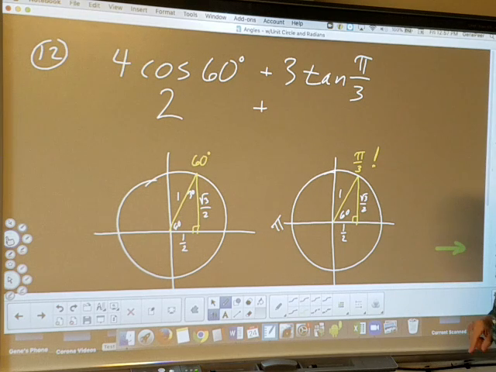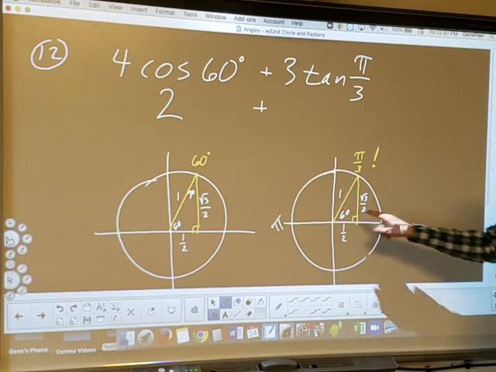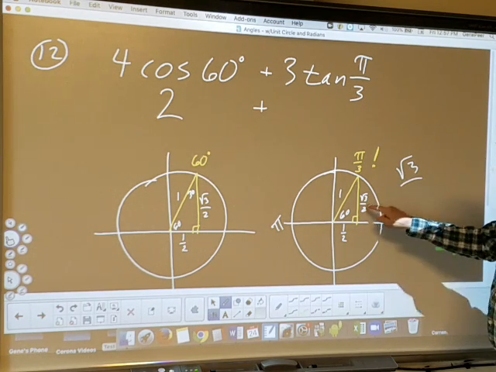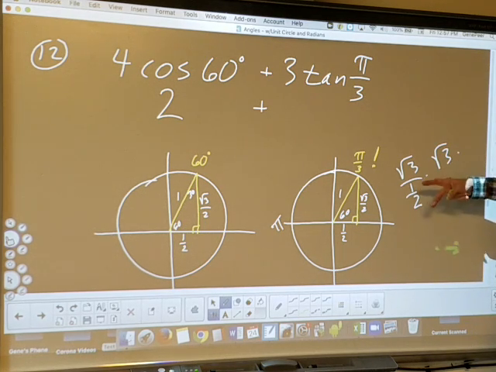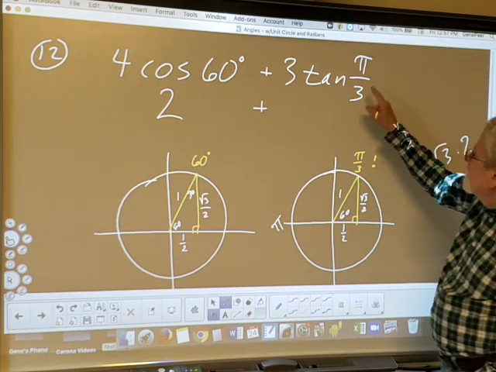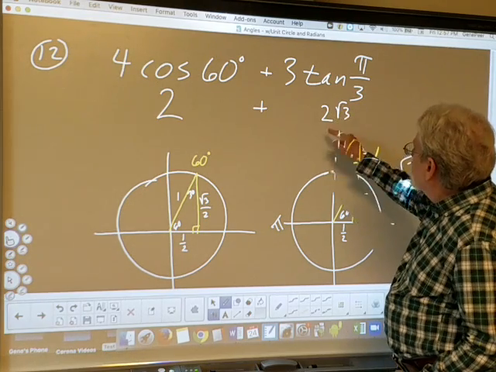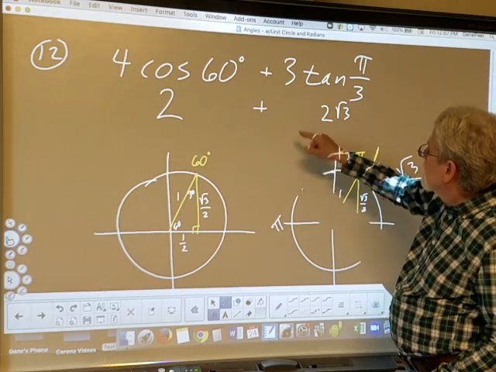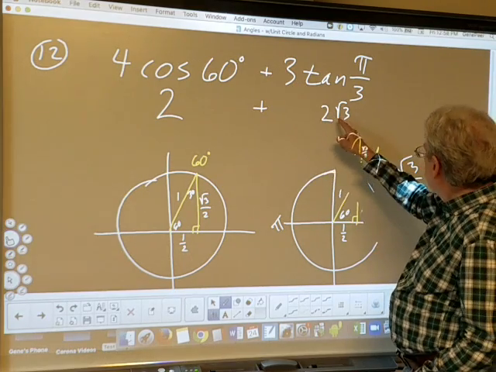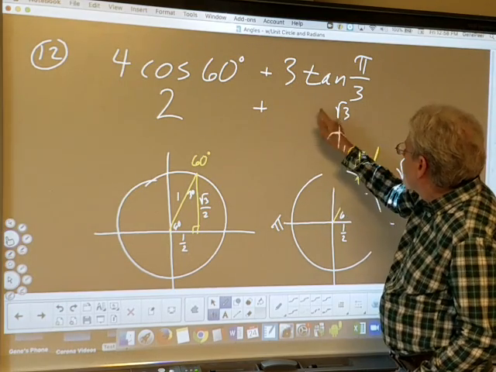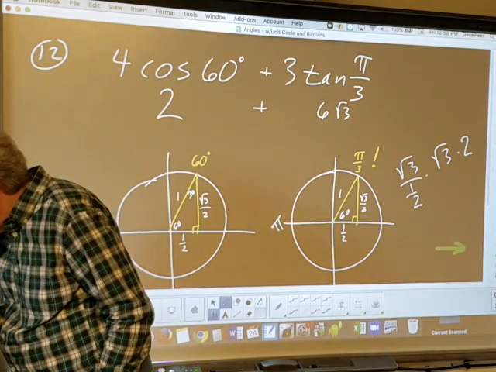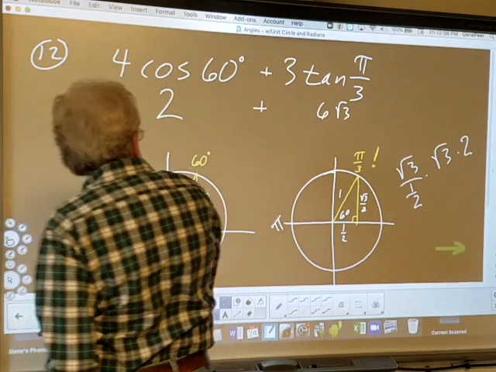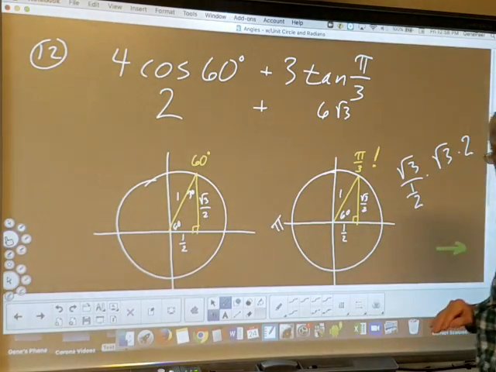So we want tangent, tangent being opposite over adjacent. That's square root of 3 over 1/2. That's square root of 3 times 2, better known as 2 square root of 3. But we have 2 square root of 3, and we still have to multiply by 3. So that gives us 3 times 2 square root of 3, which is 6 square root of 3. And unless I did something silly, that should be our final result. It is 2 plus 3. Wait a minute, I did do something silly. What did I do wrong?